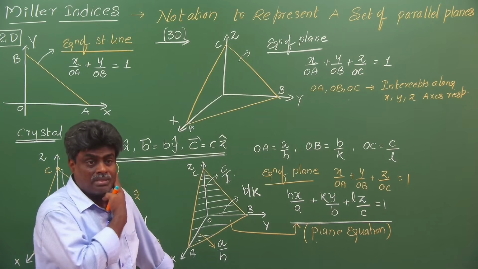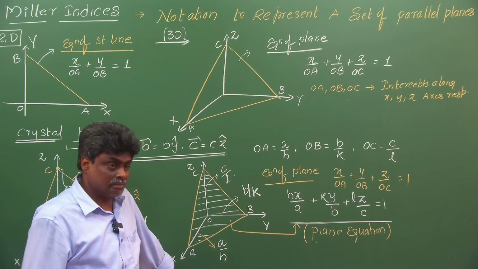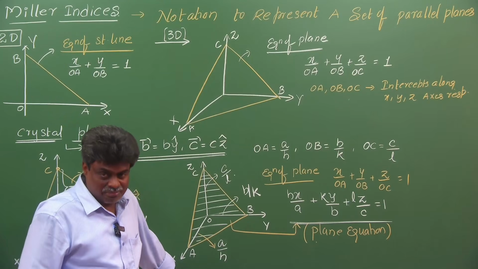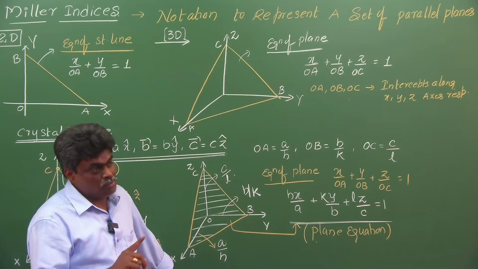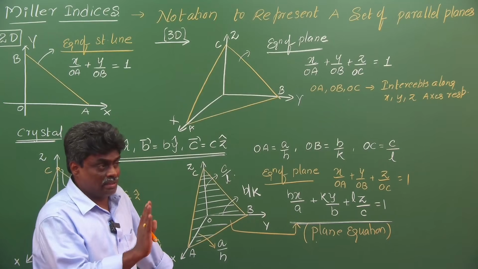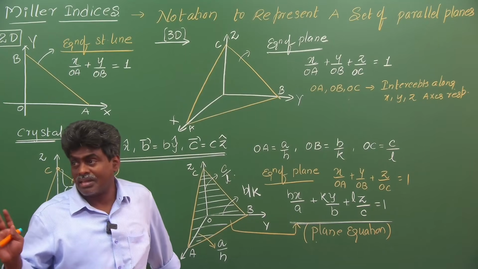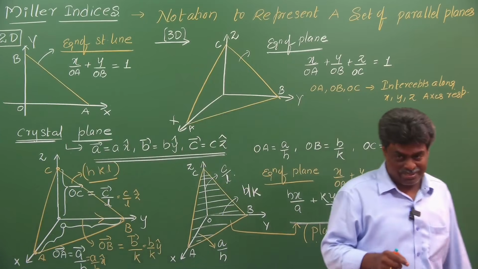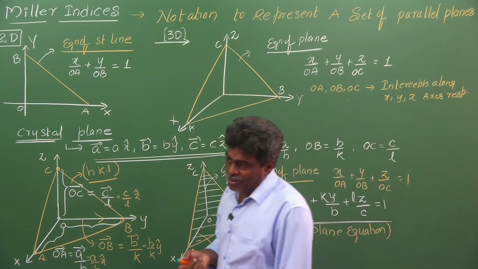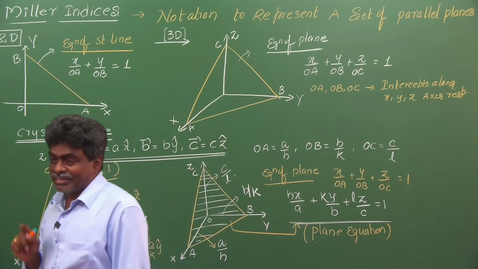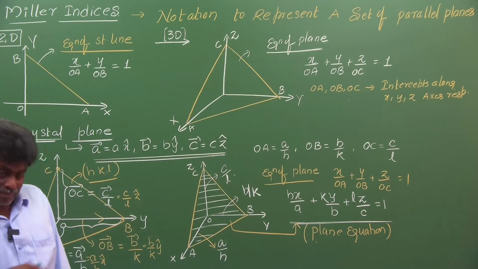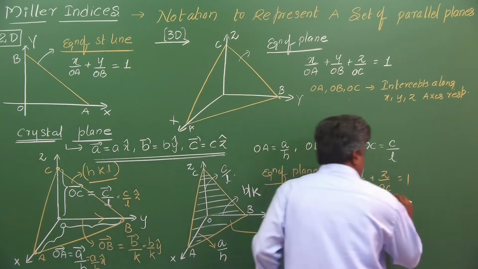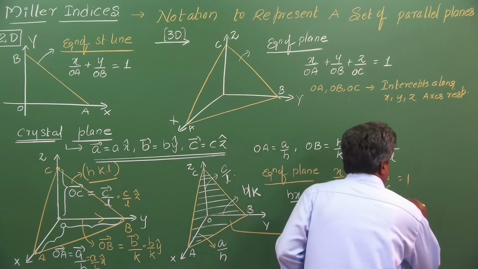And some people will ask, why are you multiplying with the LCM? To make it free from fractions. Once you multiply with the LCM, there won't be any fractions. And Miller indices are not fractions, not rational numbers. Miller indices are whole numbers. That's why we have to multiply with the LCM. Is that clear? So this is the equation of the plane, but we need a plane.